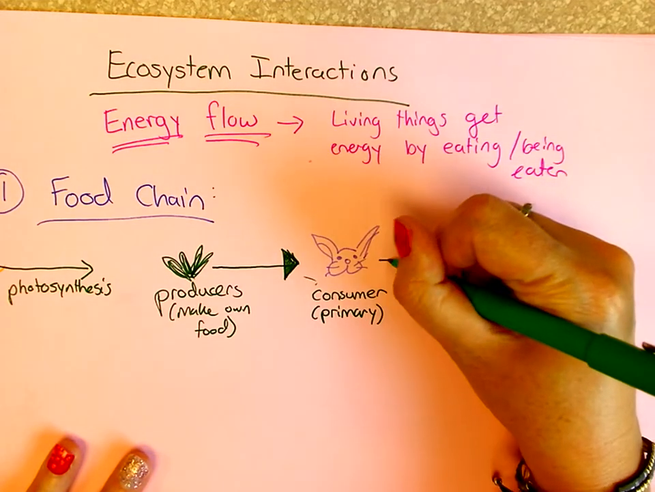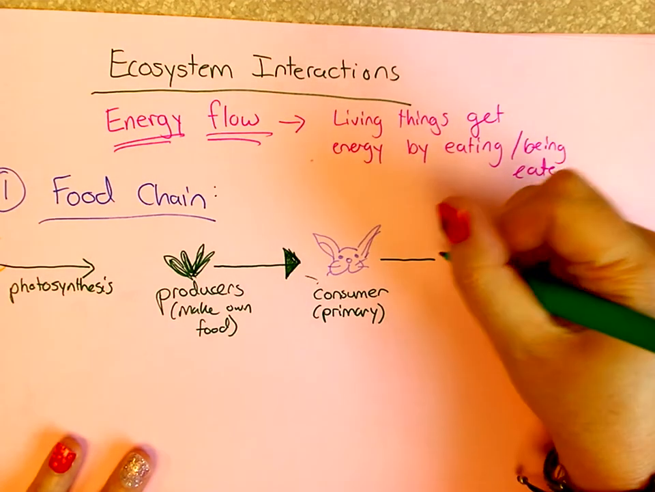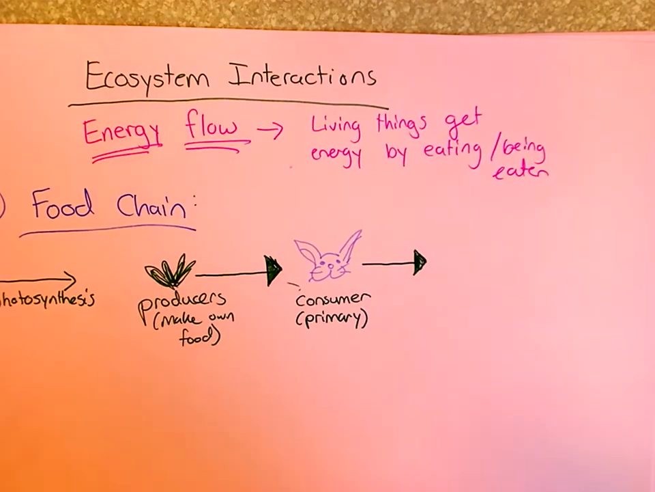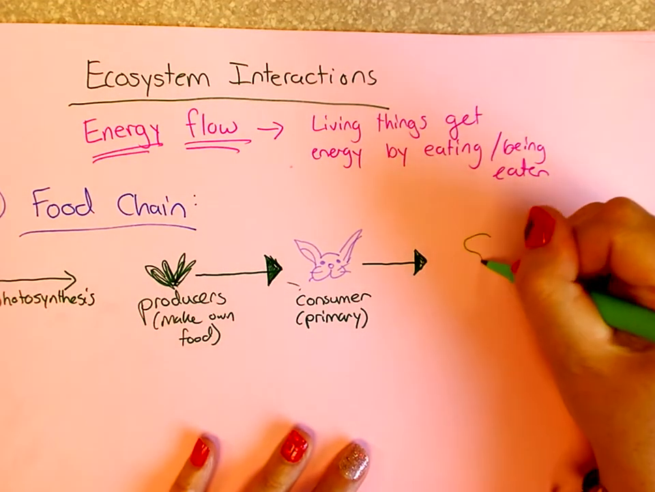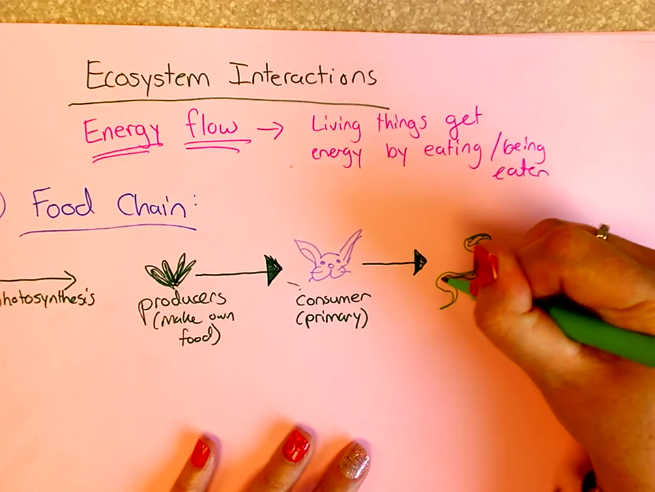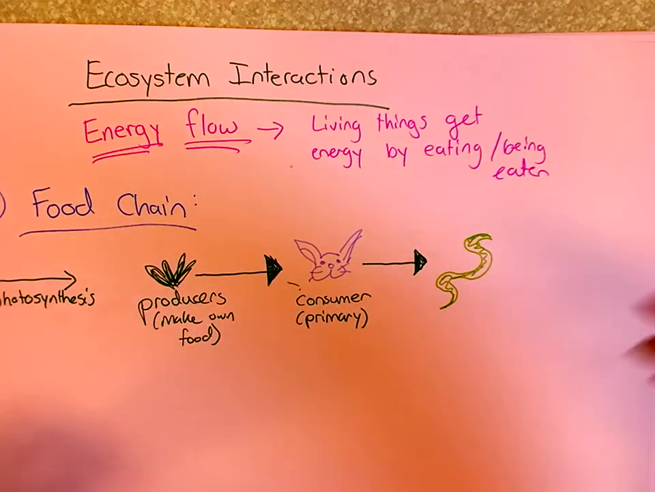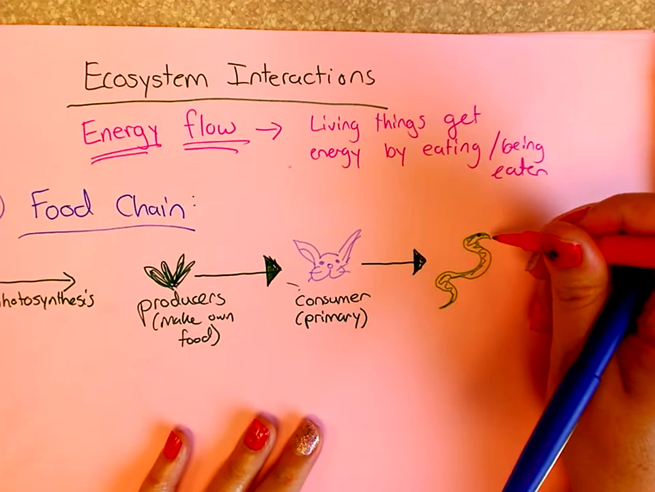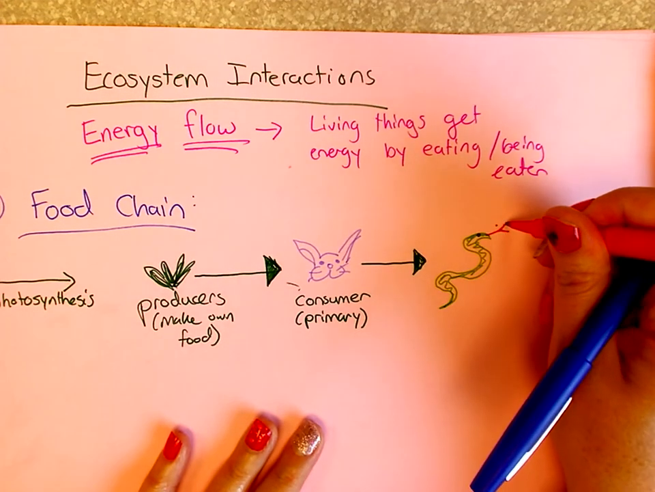There's going to be something else that eats this rabbit. Let's say that there is a snake population and they love to eat rabbits. There's my little snake. And so here's my snake population, and my snake is the next step on the food chain, and we're going to call him.